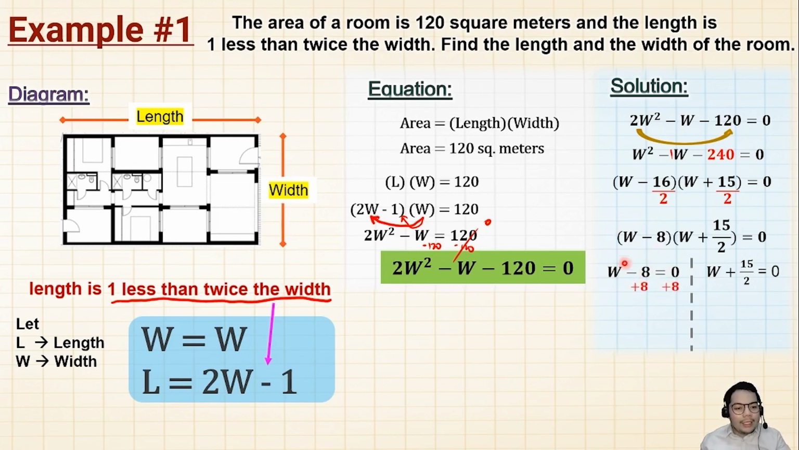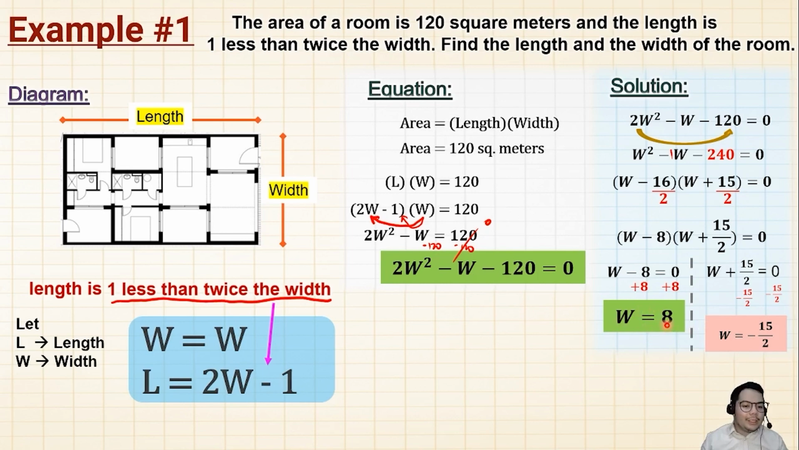So, we can add 8 for both sides para maging W is equal to 8. Yan, addition property of equality lang. Then, ganun din sa kabila, pero instead of add, we can add a negative 15 over 2 para ito ay maging 0. Then, we will be having W is equal to negative 15 over 2.